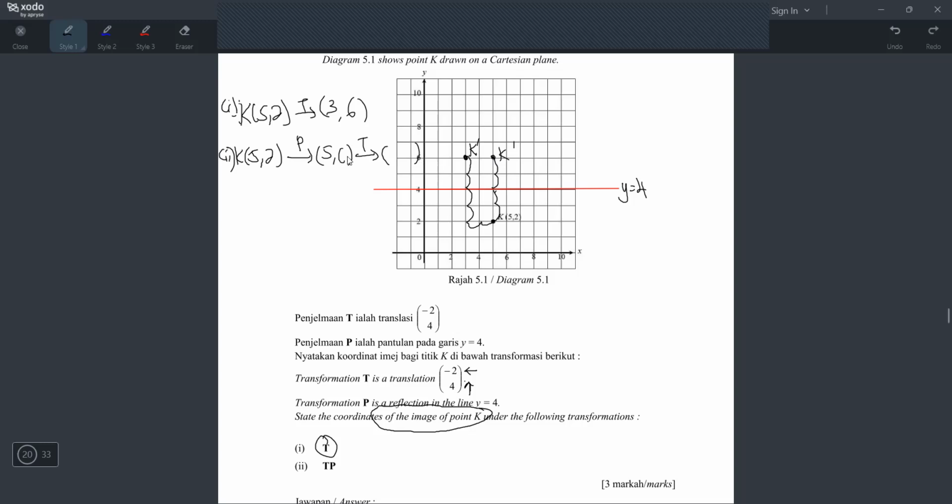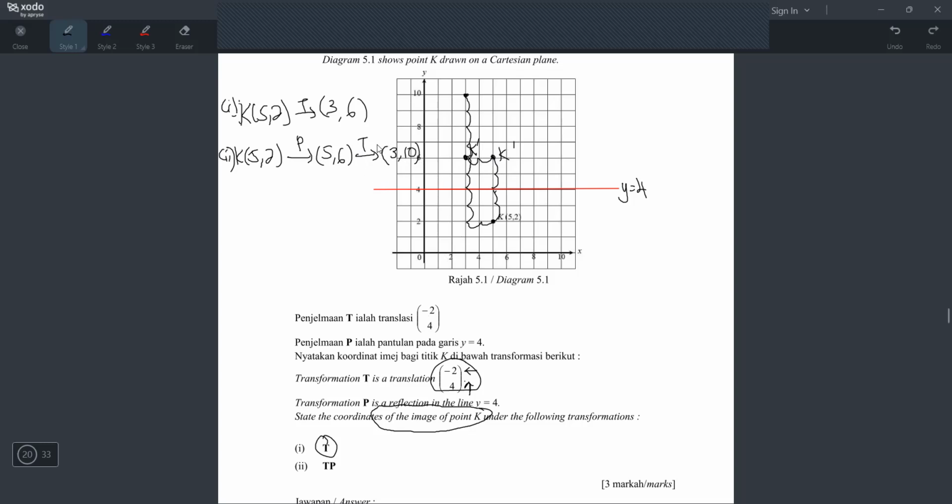So K prime is 5, 6. That is the first answer, but not the final answer. Even though it's not the final answer, you still have to show them this answer. If you don't show them, you lose. You will not get full marks. After 5, 6, only then you do translation negative 2, 4. How to do translation? To the left 2, up 4. So left 2 and then up 4. 1, 2, 3, 4. And then what do you get? 3, 10. So this is the answer.